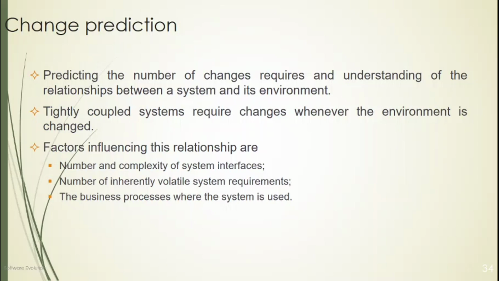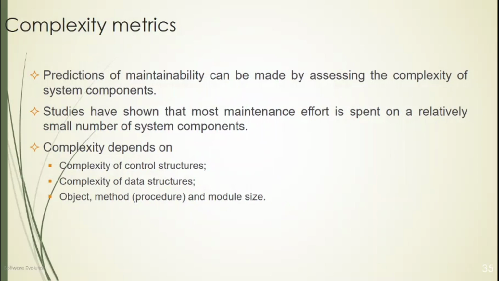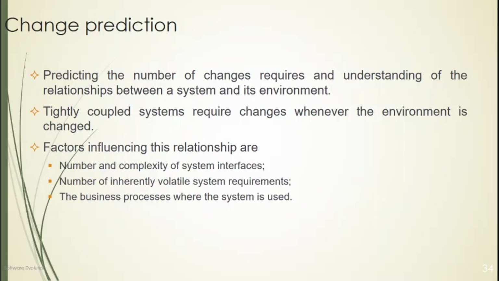So the factors influencing these relationships are the number and complexity of the system interfaces, the number of inherently volatile system requirements, and the business processes where the system is used. The larger the number of interfaces used in the system, and the more complex these interfaces, the more likely it is that interface changes will be required as new requirements are proposed.